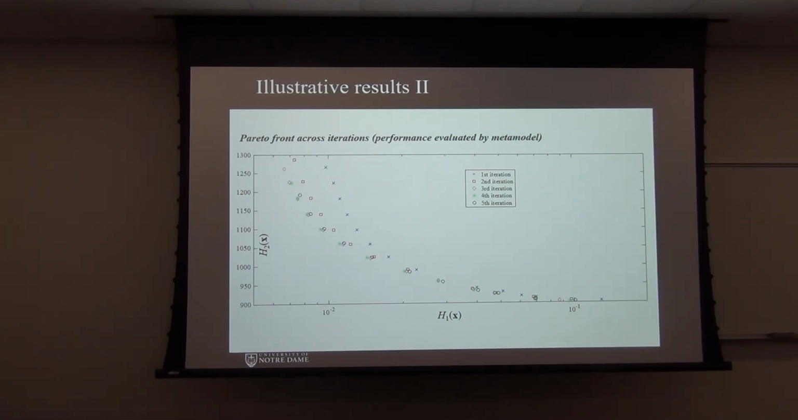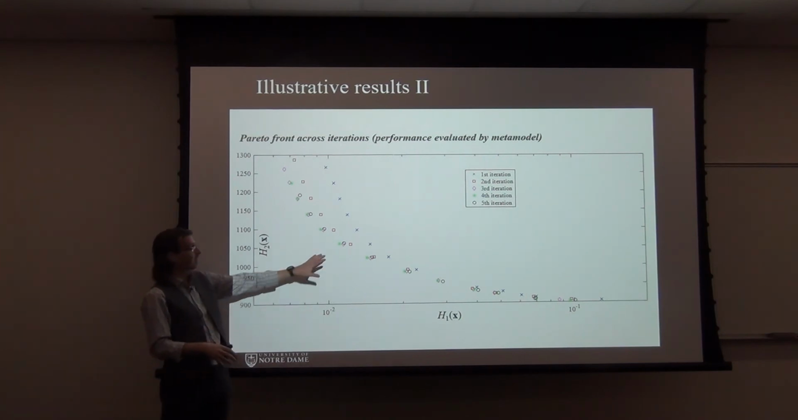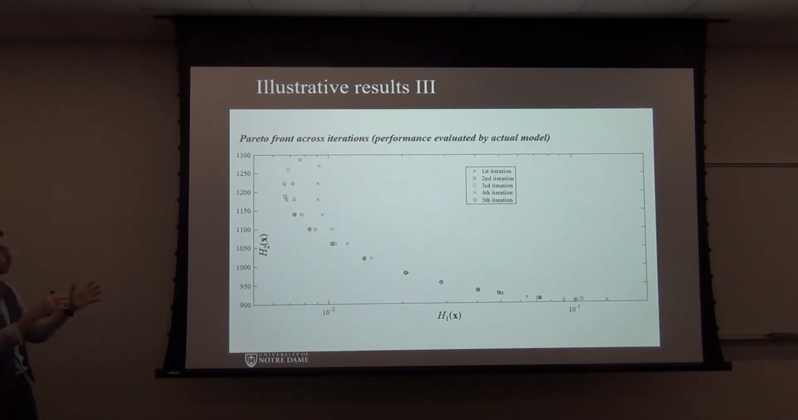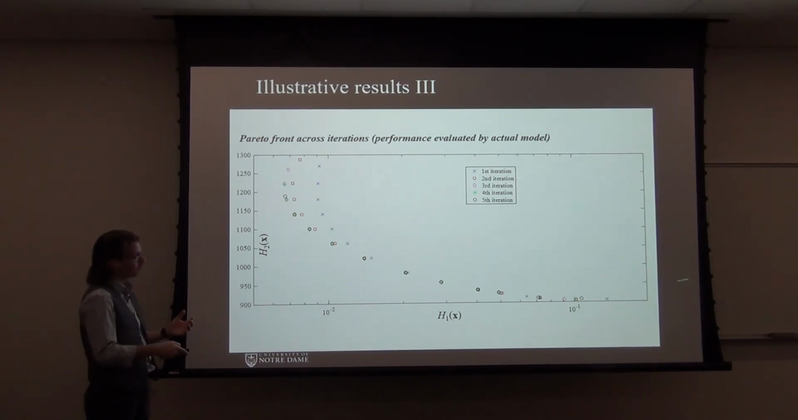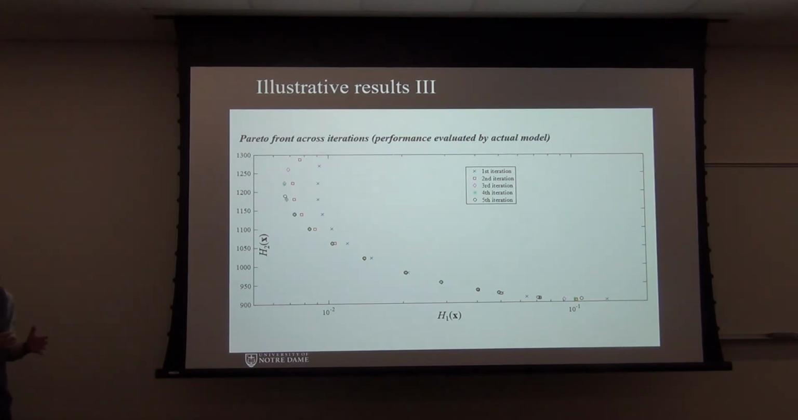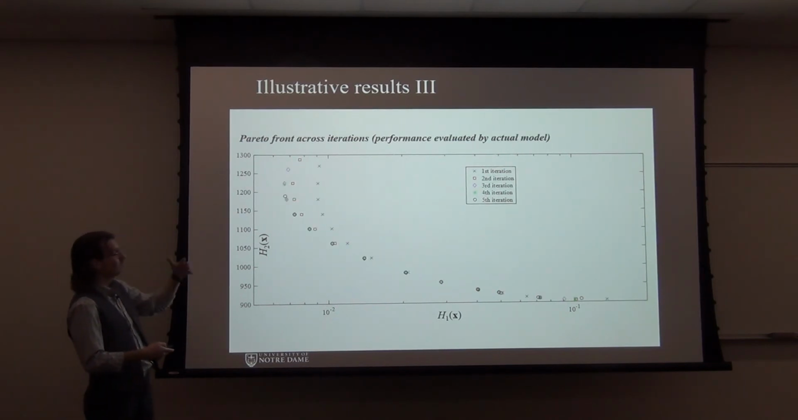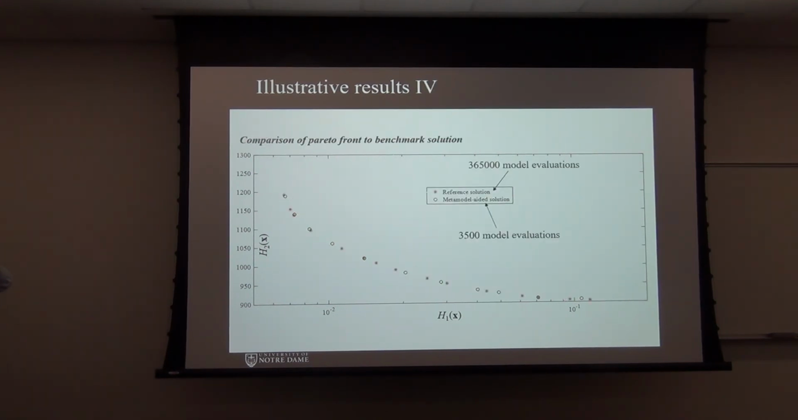This is when the performance is evaluated by the meta model, so this is what the optimization approach thinks the performance is, because it relies on the meta model. But if you evaluate it using the actual numerical model, you can still see that you have this strong convergence characteristic across the iterations. So it's not just what the meta model thinks it's doing with respect to the actual model. You still see that you converge into a final solution.